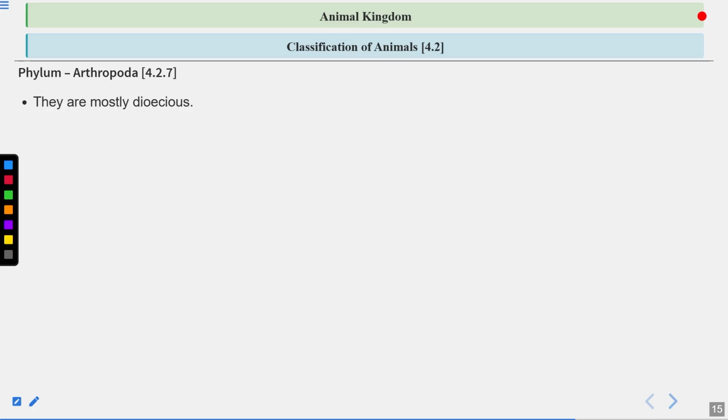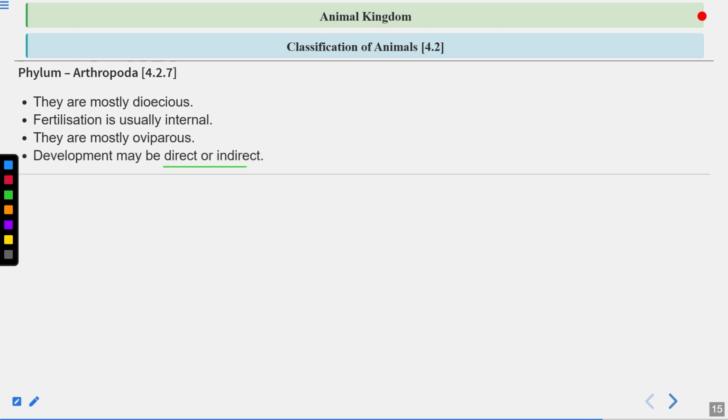They are mostly dioecious, and fertilization is usually internal, like fertilization is inside their body only. They are mostly oviparous, meaning they lay eggs, and development may be direct or indirect type. Some organisms have direct development, whereas some show indirect development. The ones that show indirect development have the formation of a larval stage.